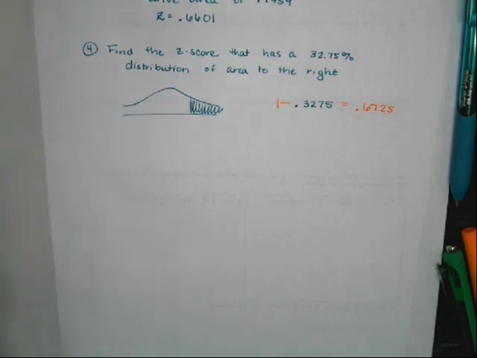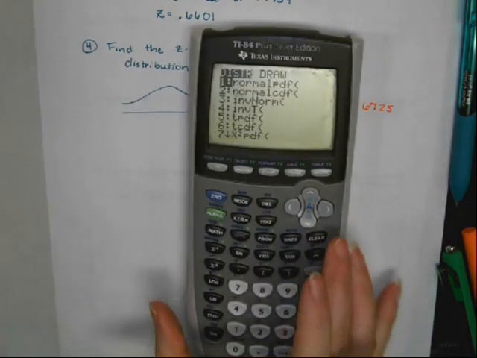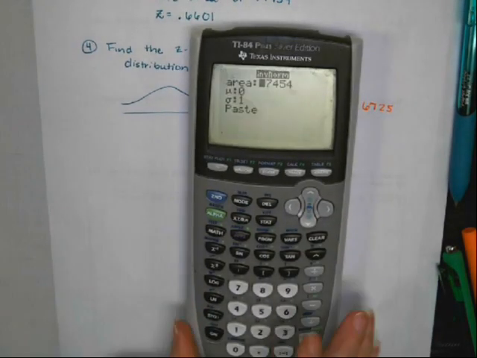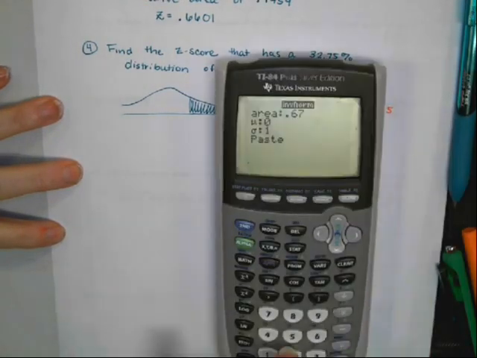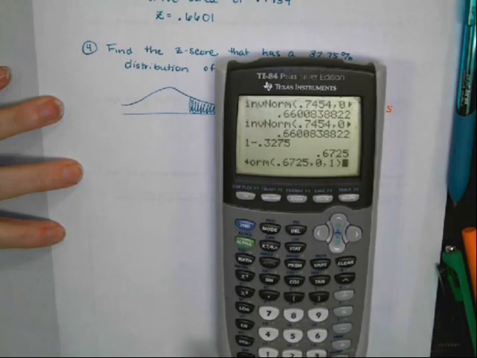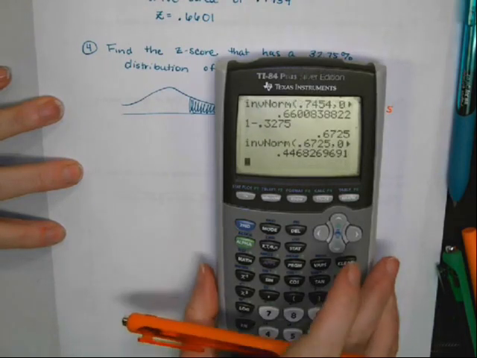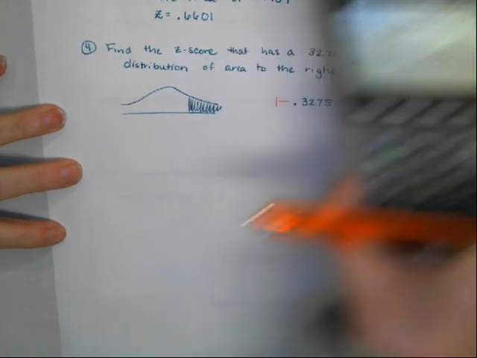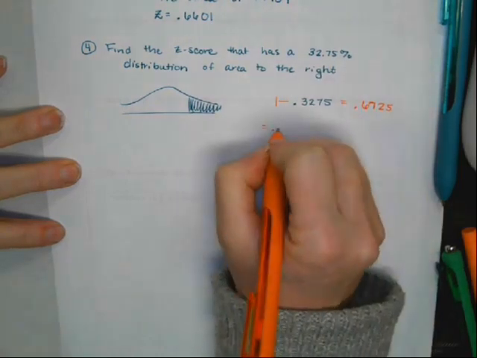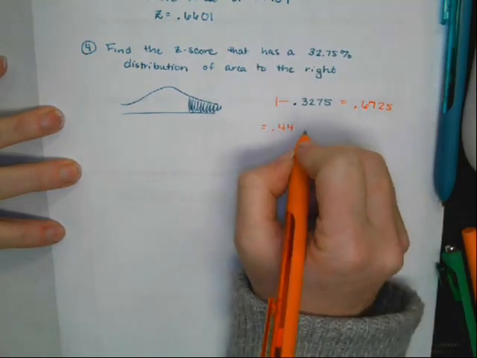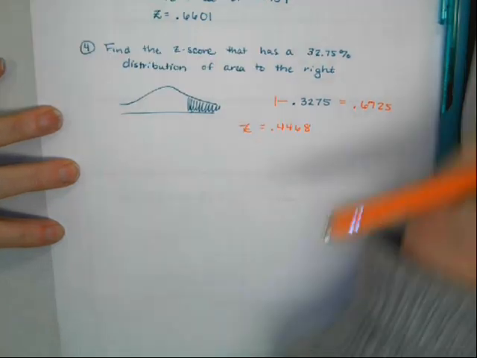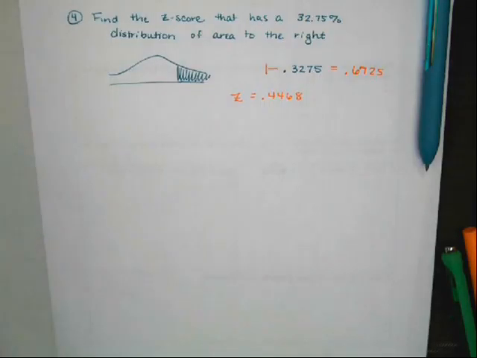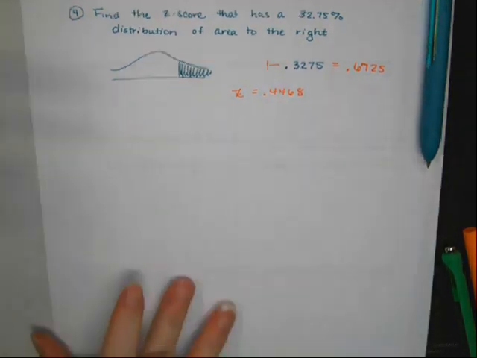So I'm going to go to second vars, get to my distribution menu, 3, 7, and I get 0.4468. That's your z-score. Are you okay? All right.